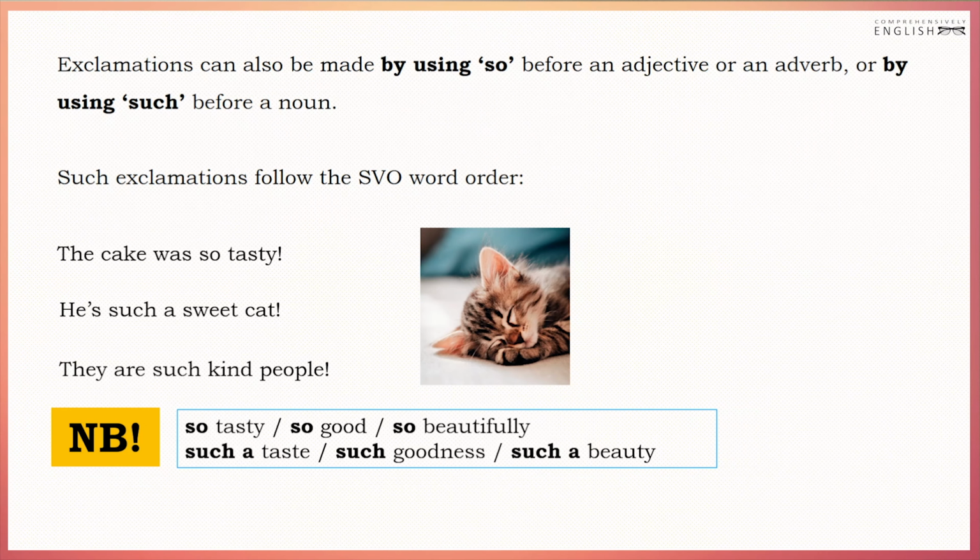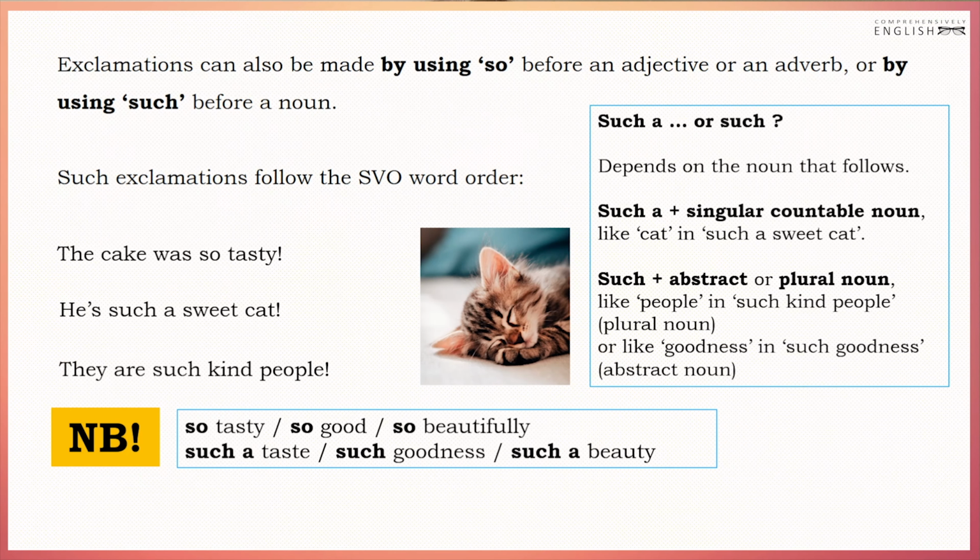For example, goodness is an abstract noun, so it doesn't take a. And of course, you don't use the in this structure. It's such a or just such. Such a or such depends on the noun that follows. Such a plus singular countable noun, like cat in such a sweet cat. Such plus abstract or plural noun, like people in such kind people, plural noun, or like goodness in such goodness, abstract noun.